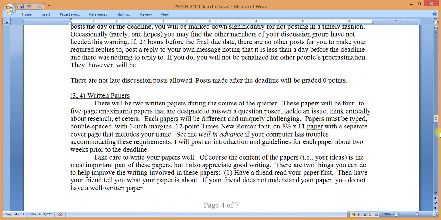The written papers, there will be 2 of them, plus the final paper. They're 4 to 5 page papers. Essentially, what you're going to be doing with these papers is reading a primary source journal article, and then summarizing it and giving an interpretation. And we'll talk about these in more detail in the paper introduction videos.